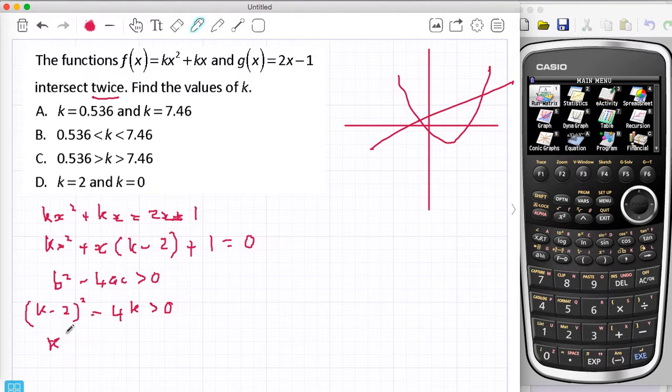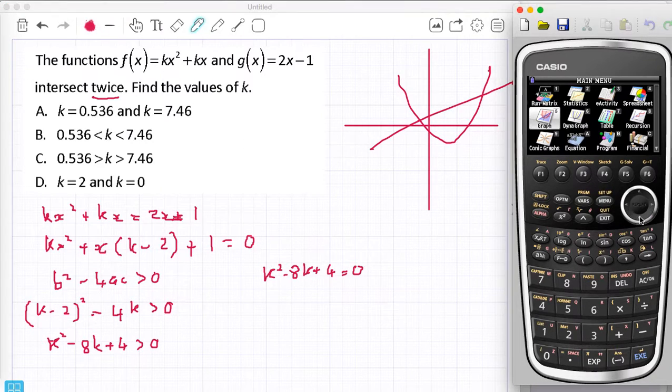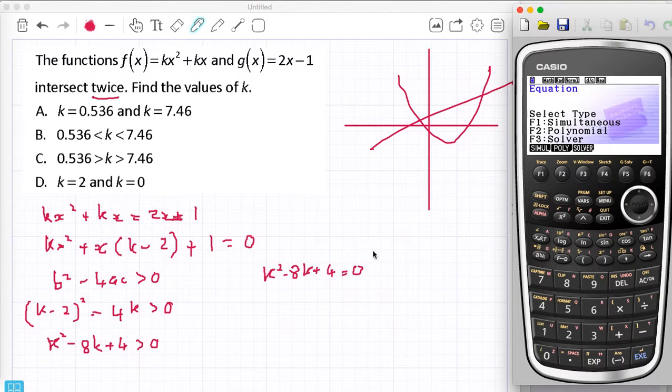Now if I expand that bracket, I get k squared minus 4k minus 4k. So why don't I just change this? It's 4k from inside the bracket. And I've also got another minus 4k here, so it's minus 8k plus 4 is greater than 0. Now I'm going to solve k squared minus 8k plus 4 equal to 0 on my calculator. It's not a non-GDC question. I can use my calculator and I want to solve that equation, and I want to get two distinct values.